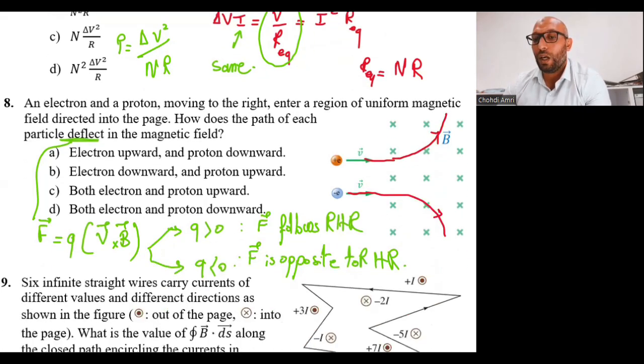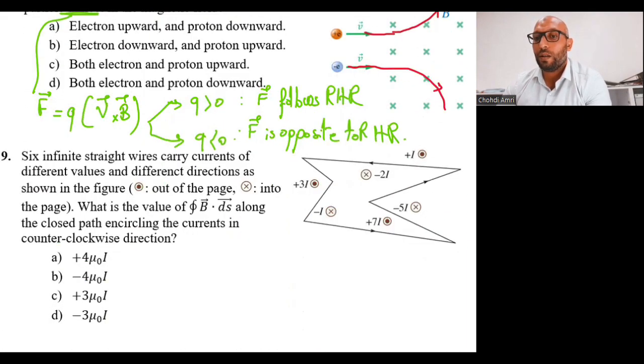Let's move to question 9. Six infinite straight wires carry current of different values and different directions, as shown. The dot is out of the page and the cross is into the page. What is the value of the line integral B dot dS along the closed path encircling the currents in the counterclockwise direction?